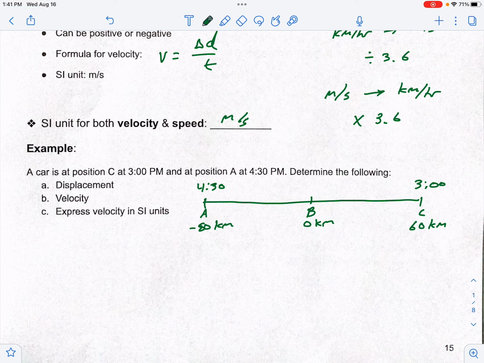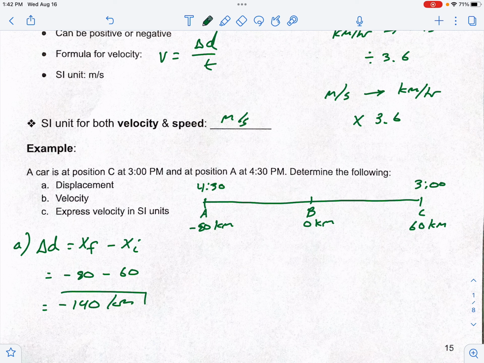Okay, displacement is just where did you end versus where did you start. So if you want to remember that equation, displacement is your final position minus your initial position. You just got to be careful with this number line. Our instinct is to say that C is our final position, but if you look at time-wise, 4:30 p.m. would be my final position. So that's going to be negative 80 minus my initial position, which is going to be 60 kilometers. So negative 80 minus 60 is going to give me negative 140 kilometers. So there's your answer for A.